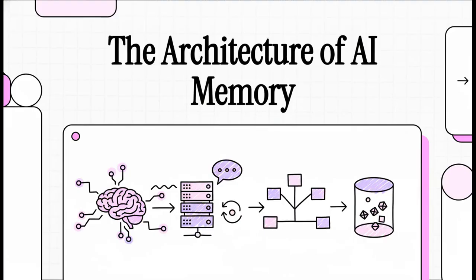So, have you ever wondered how your AI assistant seems to remember everything you tell it? I mean, it can recall project details from weeks ago, your preferences, your goals. But here's the thing, that memory is basically an illusion. Today, we're going to pull back the curtain and look at the engineering architecture that makes it all possible.